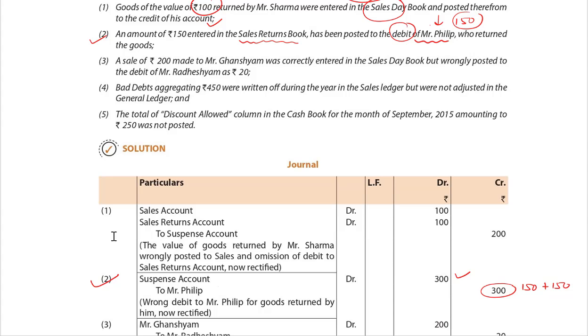Let's see the third point now. A sale of rupee 200 made to Mr. Ghanshyam was correctly entered in the sales day book but wrongly posted to debit of Mr. Radheshyam as 20. As you can see in this question, we should debit Ghanshyam by 200. Ghanshyam account debit 200, but we have not done it. What we have done is, we have debited Radheshyam by 20. So we will credit Radheshyam now.